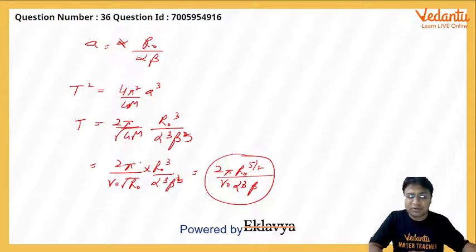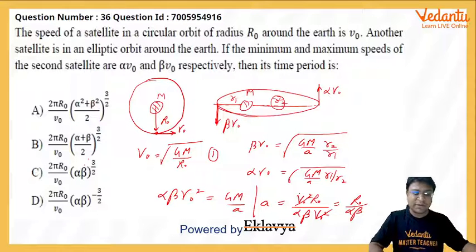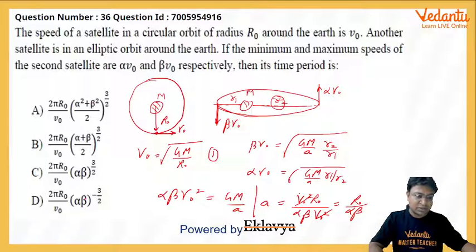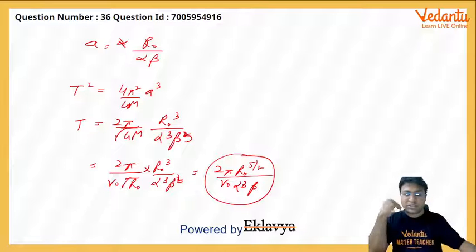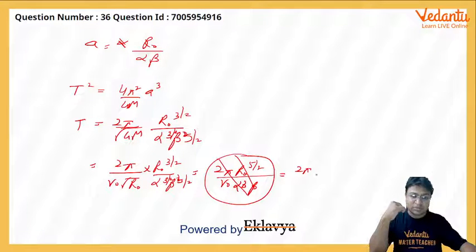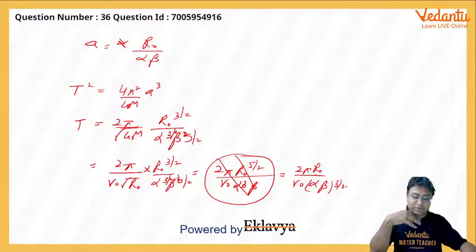Alright, so this is the expression we are looking for. Let's check whether we have such an option in the given options. So such an expression, r naught raised to power 5. Okay, it is not present in terms of r naught. Okay, slight mistake here. I forgot to take the root here. It will be raised to power 1 by 2 here, and here also, and here also. So what we are looking for is 2 pi by v naught, and then r naught, and then upon alpha beta raised to power 3 by 2.